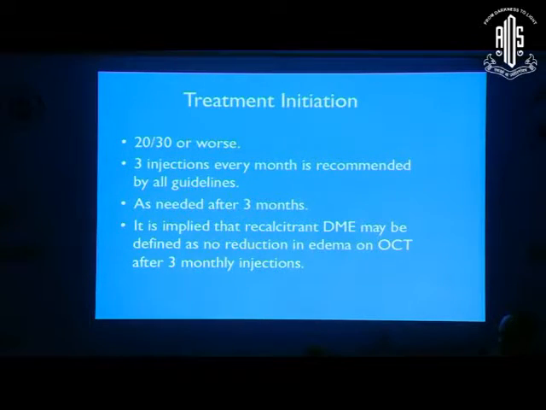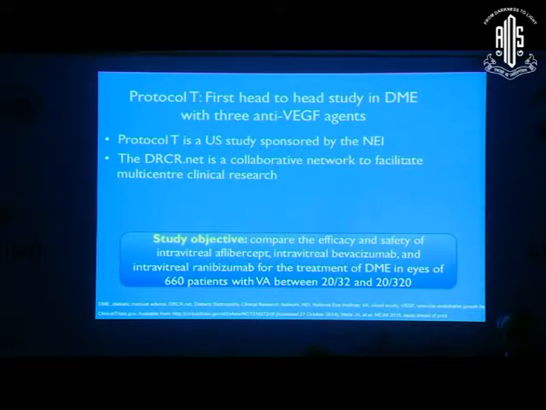The 20/20 DME has already been discussed earlier by Dr. Mahesh, but usually if the vision is less than 20/30, we go for anti-VEGF injection. Invariably, all guidelines, some of them recommend 6 injections and then decide, but most recommend that you should give 3 monthly injections of anti-VEGF and then decide the next course of treatment, whether it is PRN, the same treatment, or something else. So by this it is implied that recalcitrant DME may be defined as no reduction in edema on OCT after 3 injections.